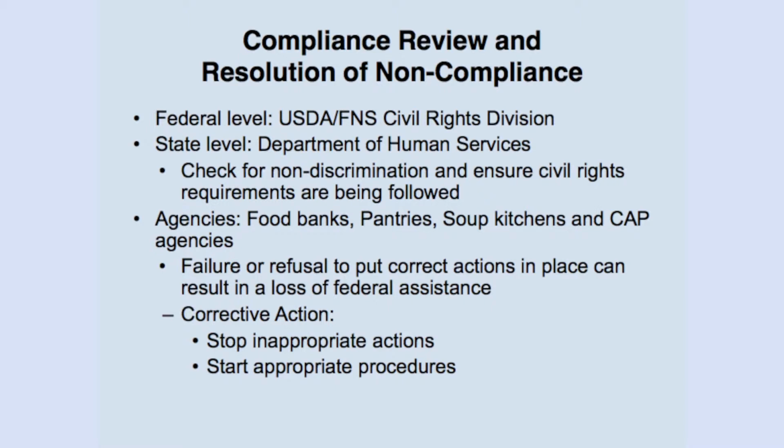Civil rights compliance and review has multiple levels. At the federal level, the USDA is responsible for civil rights compliance for food pantries. At the state level, it's the Department of Human Services, and then at our level, the food banks and the food pantries, we're all responsible for implementing this within our agencies.